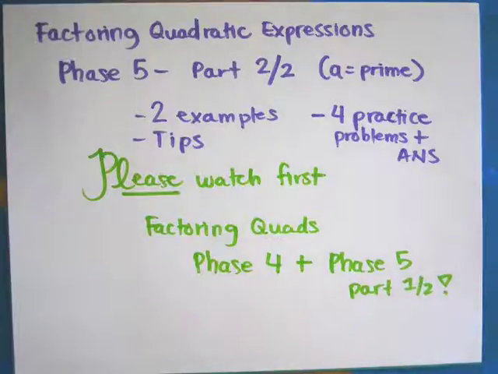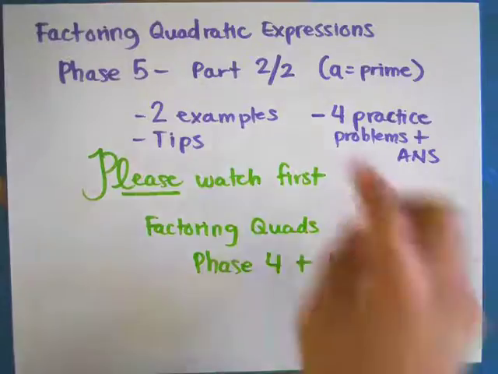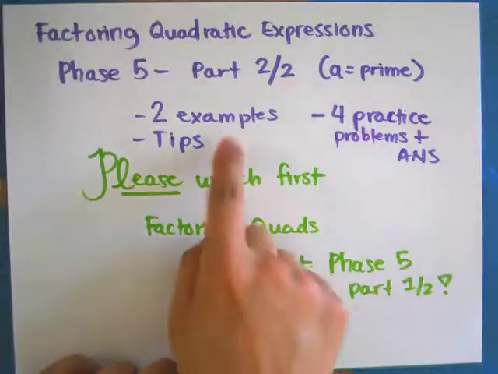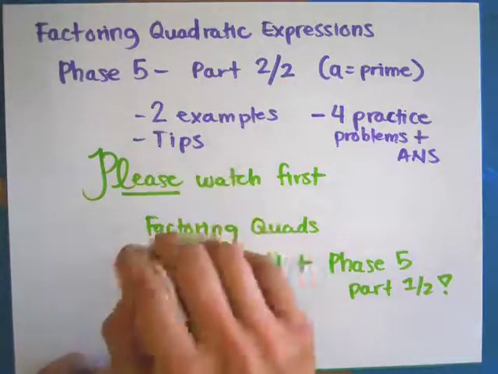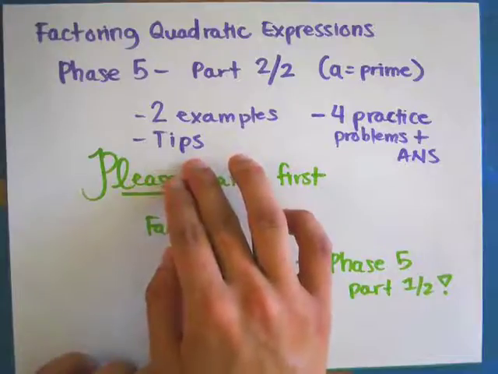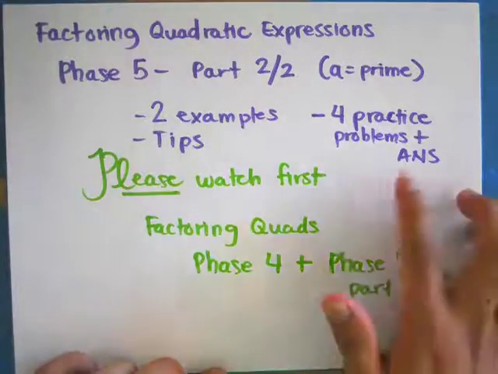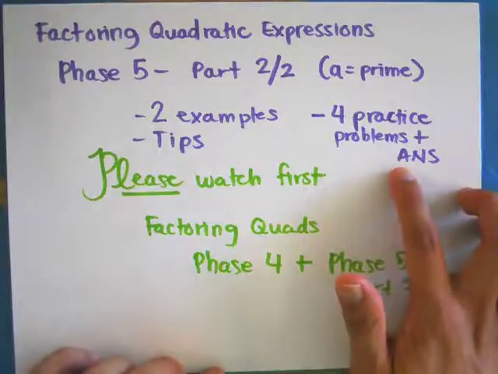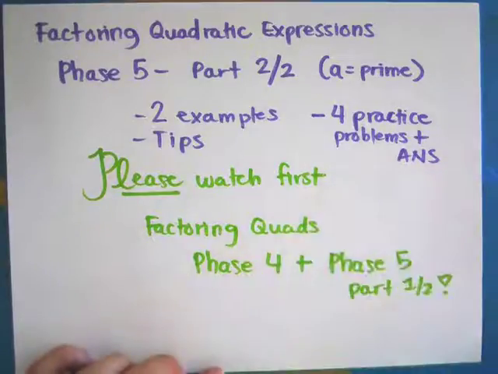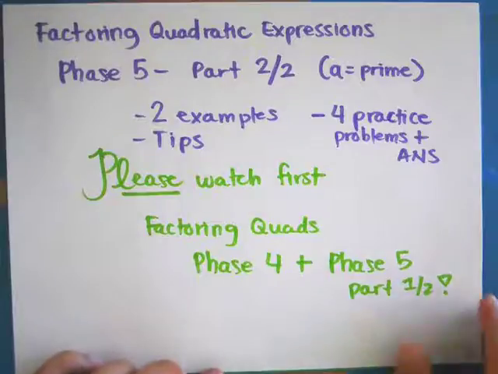We are now in phase 5 part 2 of factoring quadratic expressions. I defined that in the last video, and we're going to have a trinomial, 3 terms. Because this is part 2 of 2, I'm only going to give you 2 examples for now. I'll give you some tips and pointers, because I don't want you listing down every single little pair from the previous video. Afterwards, just like the last video of part 1 of 2 of phase 5, I'm going to give you 4 practice problems.